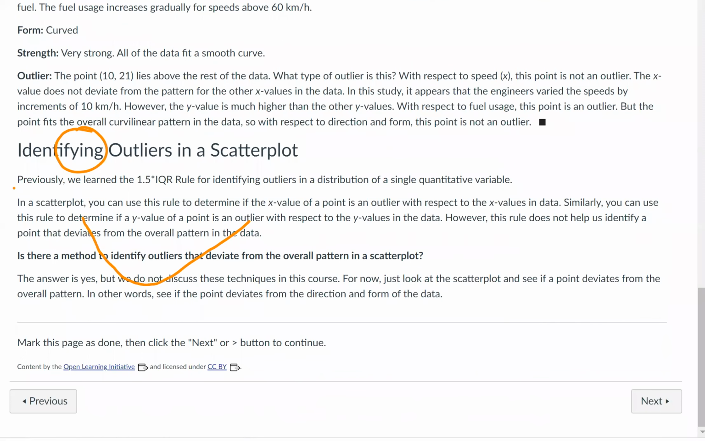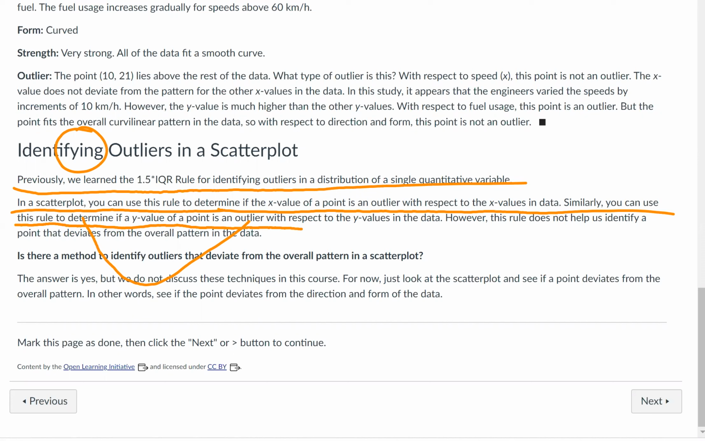Previously, we learned the 1.5 times the interquartile range rule for identifying outliers in a distribution of a single quantitative variable. In the scatter plot, you can use this rule to determine if the x value of a point is an outlier with respect to the x values in the data. Similarly, you can use it for the y value of a point. However, this rule does not help us identify points that deviate from the overall pattern in the data. That's only if the x value is close to the others but the y value is not, or the other way around.